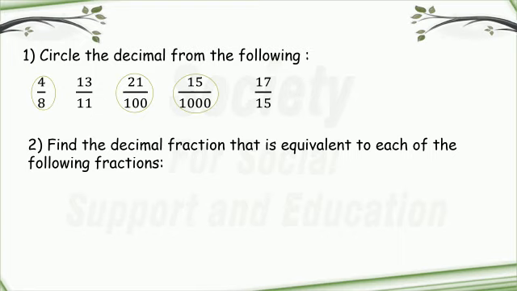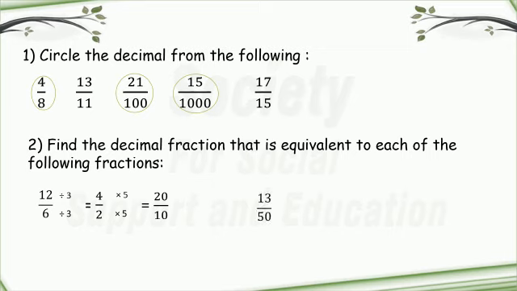Find the decimal fraction that is equivalent to each of the following fractions. We have 12 over 6. We can divide 12 by 3 and 6 by 3. We will get 4 over 2. So in 4 over 2, in our denominator we have 2. We can multiply it by 5. So we will get 20 over 10. Then 20 over 10 is a decimal fraction. So 12 over 6 is a decimal fraction, 4 over 2 is a decimal fraction, and 20 over 10 is a decimal fraction.